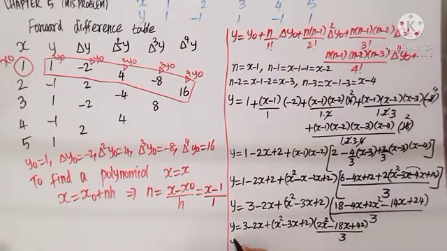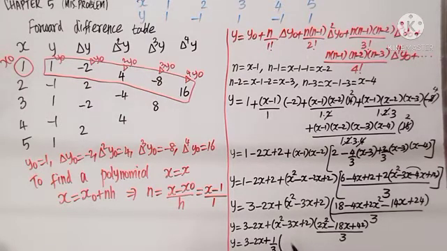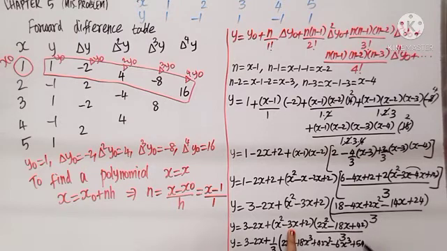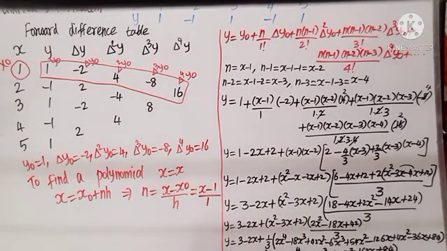As we simplify further, y equals 3 minus 2x plus. Bring 3 out. Let us multiply. X square into 2x square. X square into 18x. X square into 42. Minus 3x into 2x square. Minus 3x into minus 18x. Minus 3x into 42. 2 into 2x square. 2 into 18x. 2 into 42. As we take LCM 3.